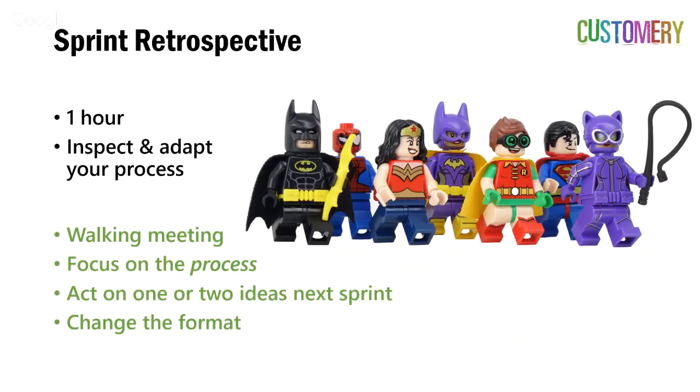And then finally, the last event and the last topic we're going to cover in this presentation is the sprint retrospective. The sprint retrospective is now a chance to inspect and adapt your processes. It usually takes about an hour, and I would focus on making it a walking meeting, or get out and have a picnic, something to break up and delineate one sprint from the next.